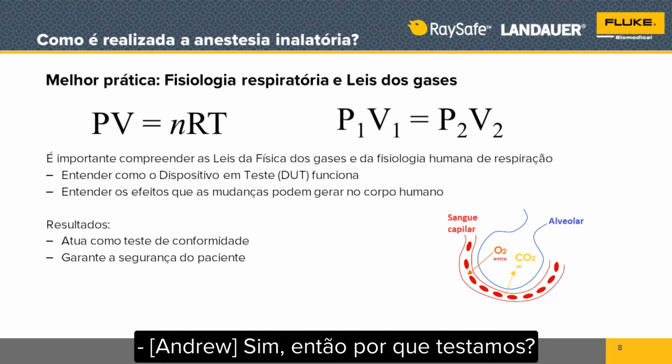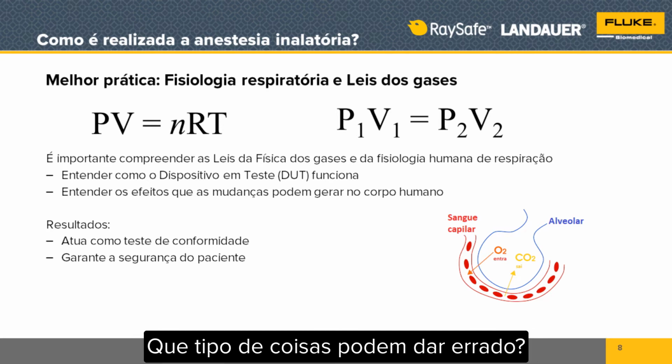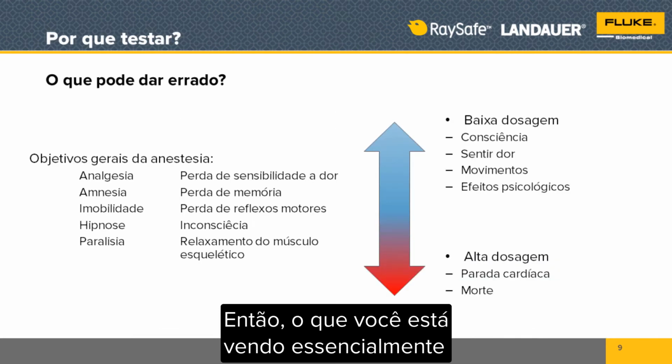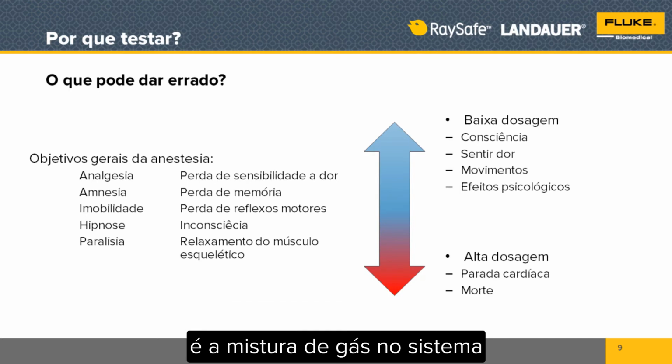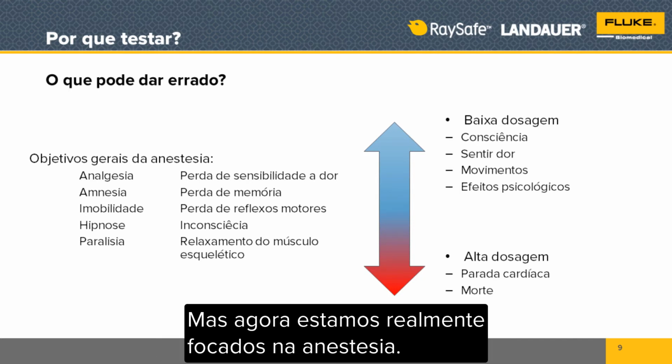Okay, so why do we test? What kinds of things can go wrong? What you're essentially looking at is the mix of gas in the system and what the patient is getting. But right now we're focusing really on the anesthesia.